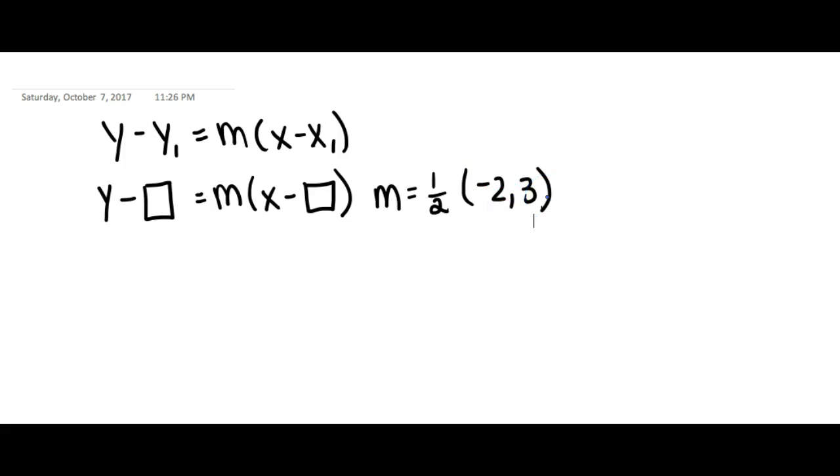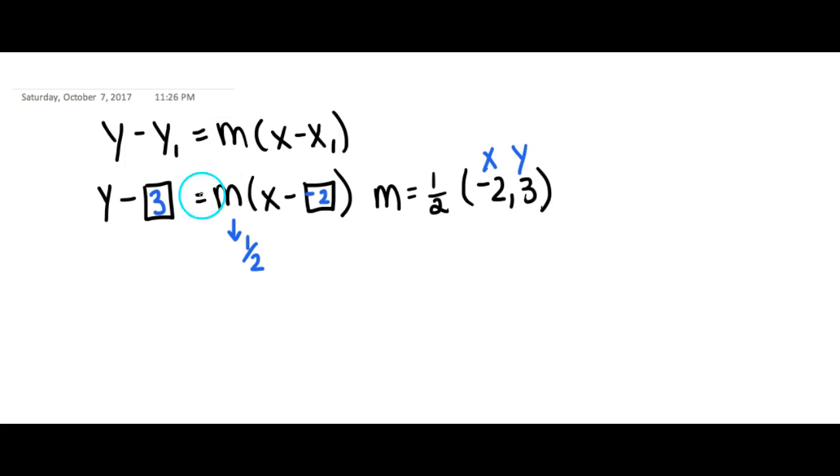Well, let's think about this. In the alphabet, x comes first. For those of you who forgot, I have a lovely video. X, y. And there's not even like a second coordinate point that we have to do anything with. So in this box, I'm just going to put whatever the y is, which would be 3. And in this box, I'm going to put the x, which is -2, and this is 1/2.